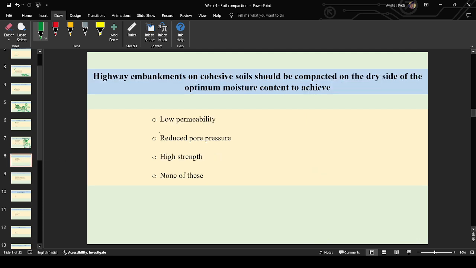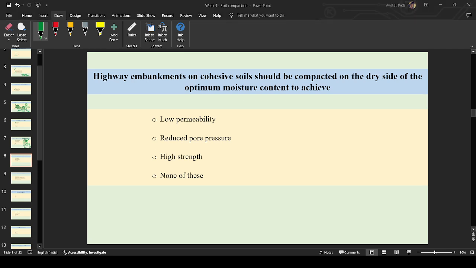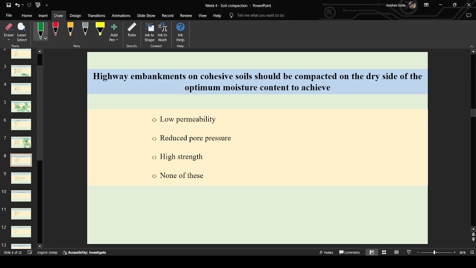Next question was, highway embankments on cohesive soil should be compacted on the dry side of the optimum moisture content to achieve. What is the answer? I mentioned that one particular thing will be the answer, even if others might be true. Yes, C is the answer, high strength. We want the highway embankments to be of high strength so that they can resist deformation, right? So they are compacted on the dry side of the optimum moisture content. Good. Next question.